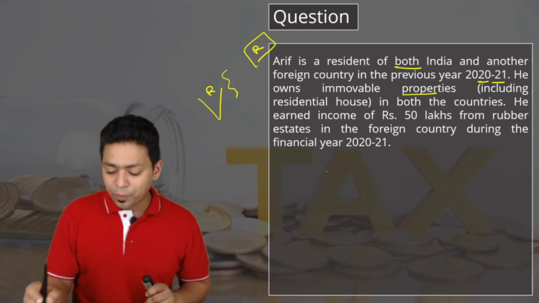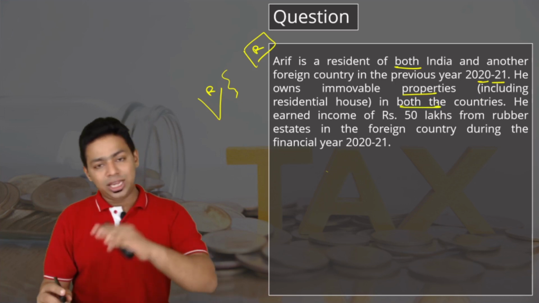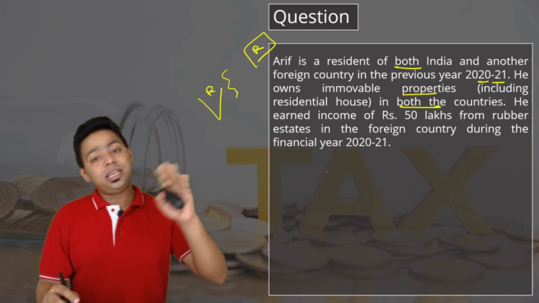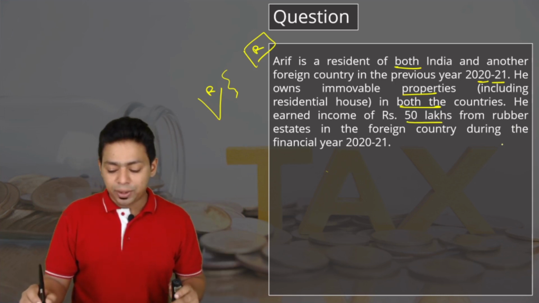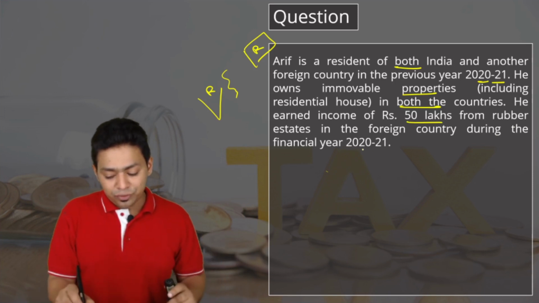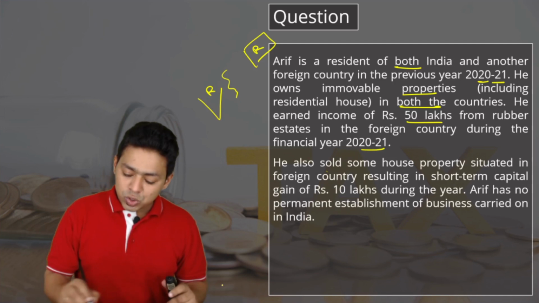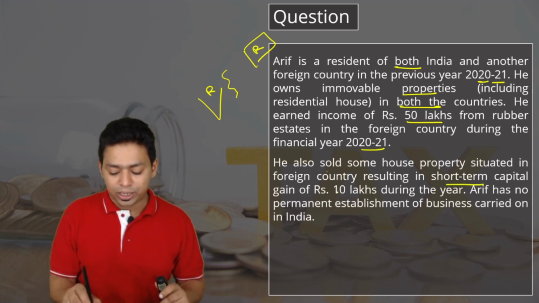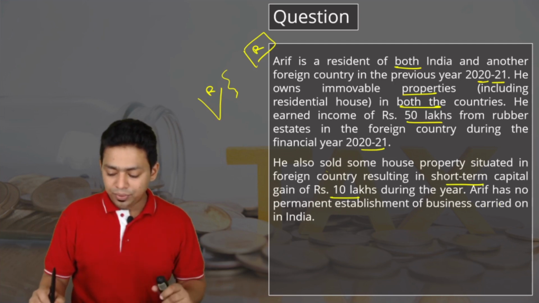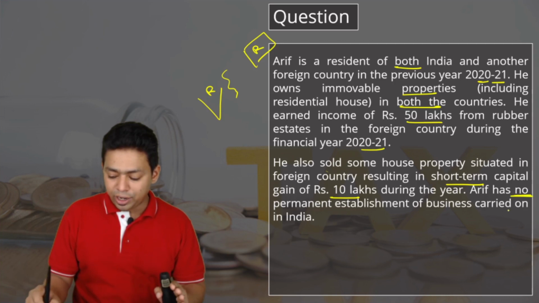He owns immovable properties including a residential house in both the countries. So look at the confusion. He is a resident of both countries. He has a house also in both countries. He earned income of 50 lakh from the rubber estate in the foreign country during the financial year 2021. So foreign income 50 lakh. He also sold some house property situated in a foreign country, resulting in a short-term capital gain of 10 lakh during the year.